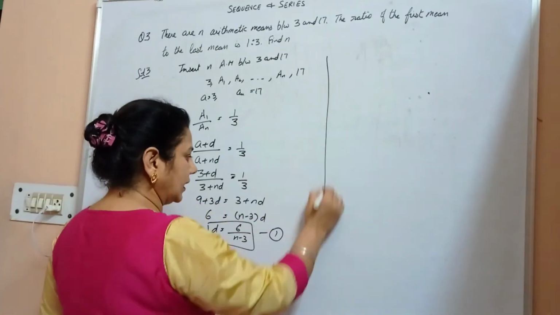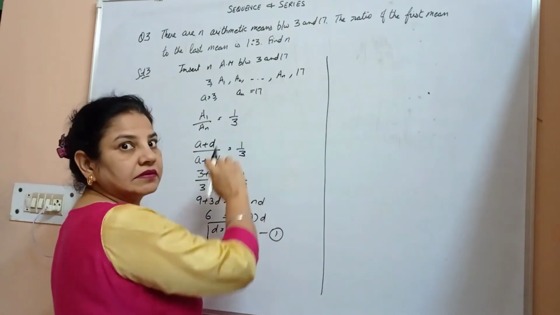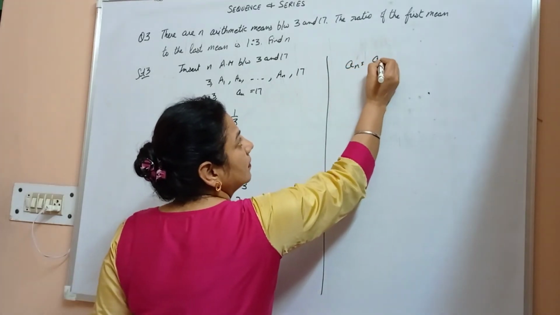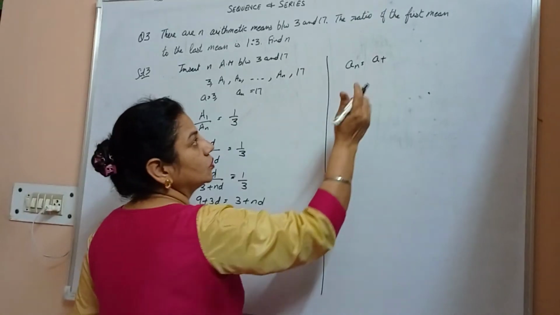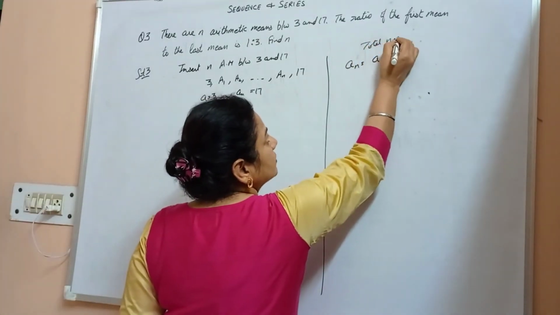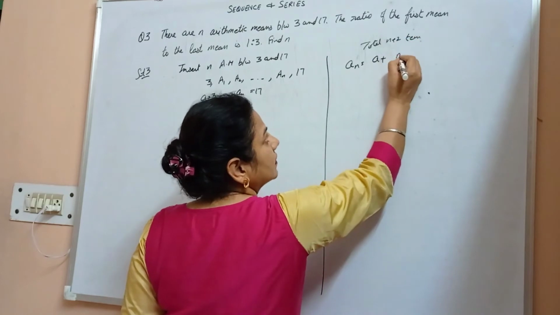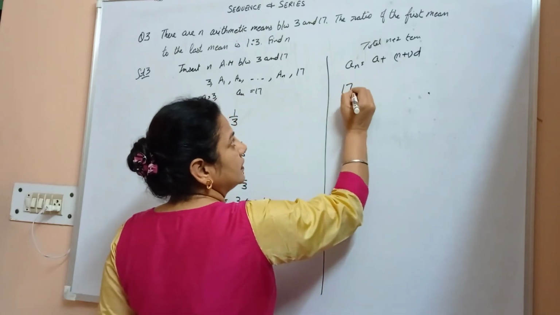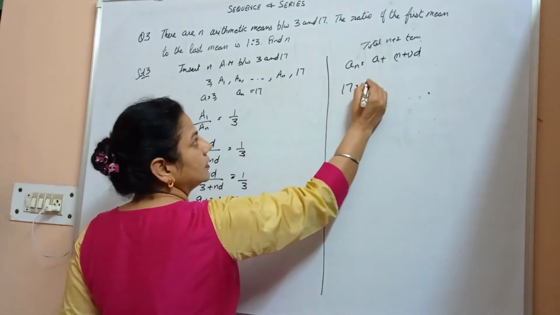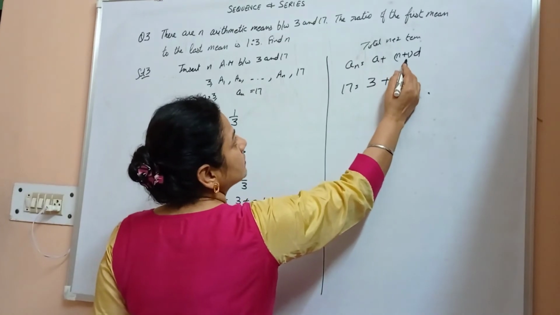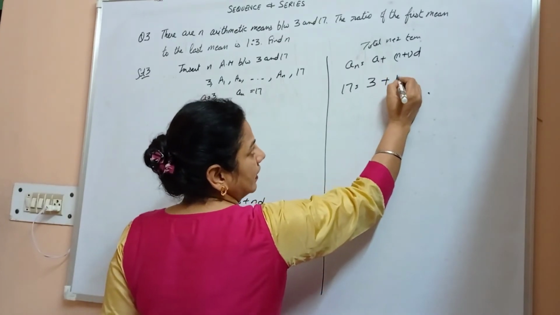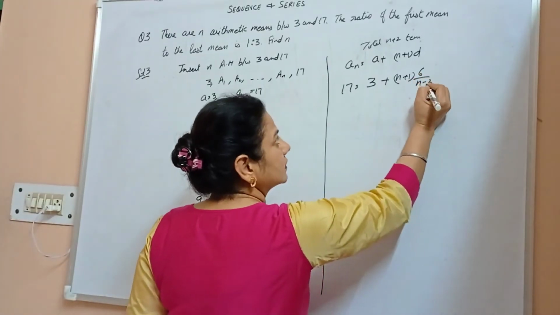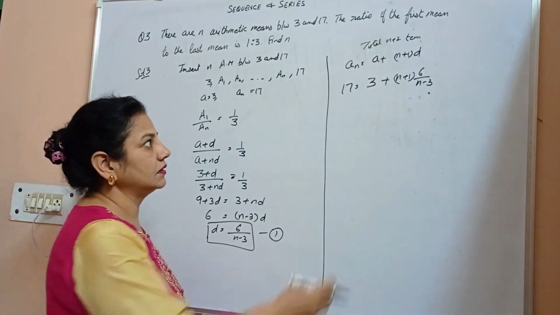Now to calculate n, the last term is 17. The last term, that means an, is equal to a plus, as there are n plus 2 terms in total, n plus 1 times d. So we have 17 is equal to a, my first term 3, plus (n plus 1)d, where d is 6 upon n minus 3. I substitute the value of d as 6 upon n minus 3.